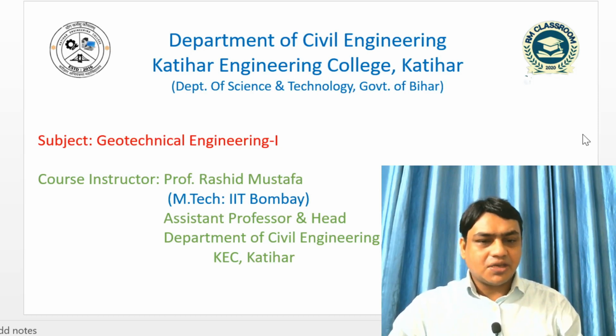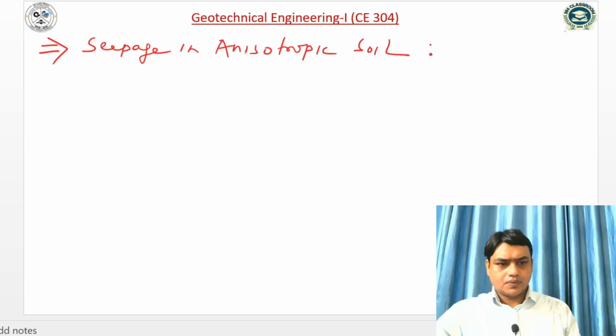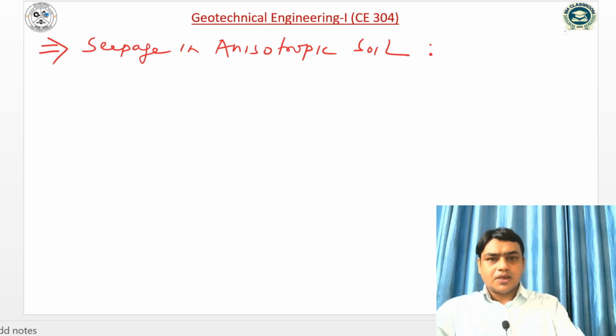In the last class, we saw the applications of the flow net: computing the seepage discharge, computing the exit gradient, and computing the seepage pressure at different points. Today I will discuss seepage through anisotropic soil, and after that flow through a non-homogeneous section. So today I will discuss the flow through anisotropic soil.